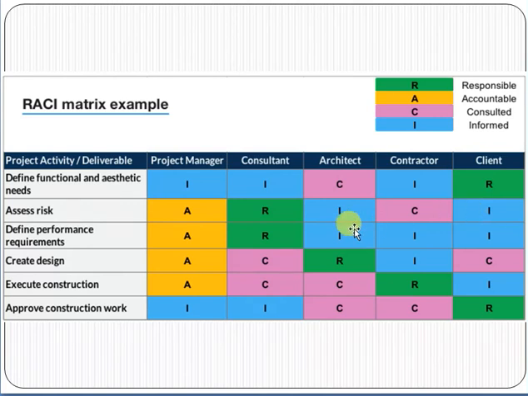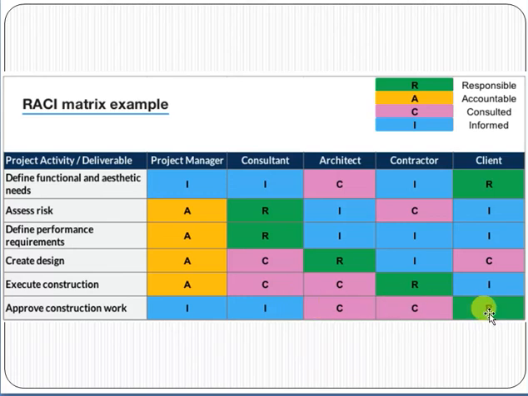Performance requirement: project manager is accountable, consultant is responsible, architect is informed, contractor is informed, and client is also informed. Execute construction: project manager is accountable, consultant is consulted, architect is consulted, contractor is responsible, and client is informed. Approve construction work: project manager is informed, consultant is informed, architect is consulted, contractor is consulted, and client is responsible.